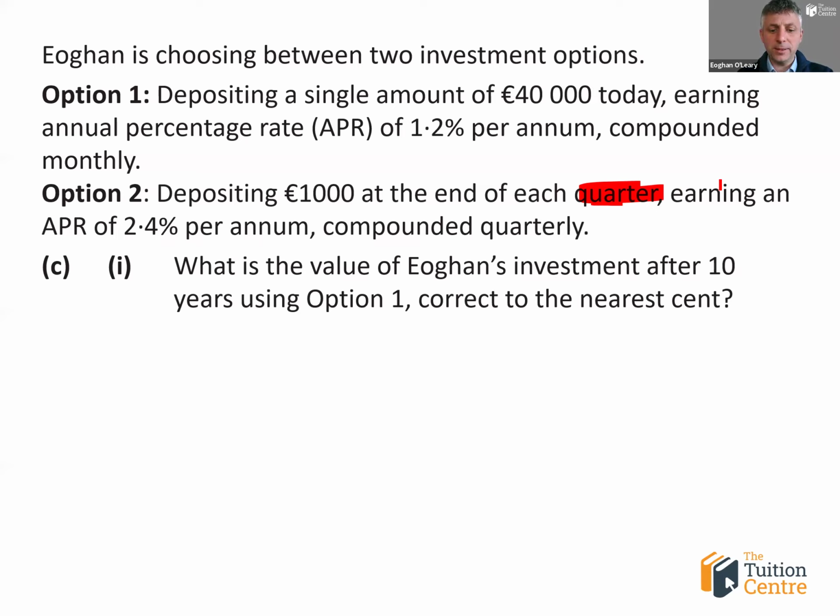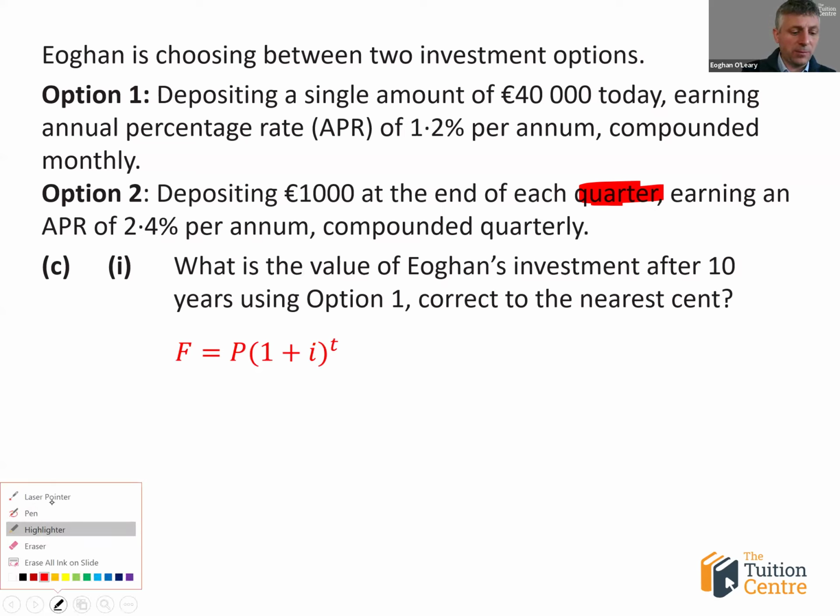Okay, and what is the value of Owen's investment after 10 years using option 1, correct to the nearest cent? So in this case, I actually think, if I'm right here, that that is incorrect. That should say compounded annually.